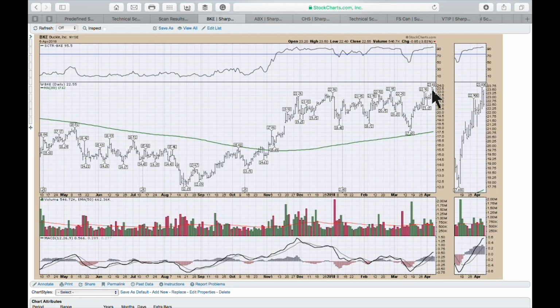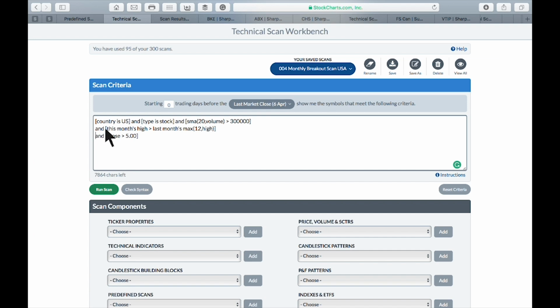This is a brief demo about how to scan for things that made a new high earlier in the week or the month. Rather than using a daily scan, which would say that it didn't make a new high today, by using a monthly scan, it'll get anything that was above this previous time period. So to do that, we go into technical scans and we create this: month's high is greater than last month's maximum over the previous 12 months. I've also set it up with a close greater than $5.